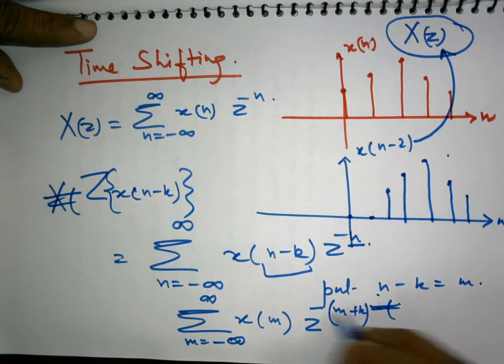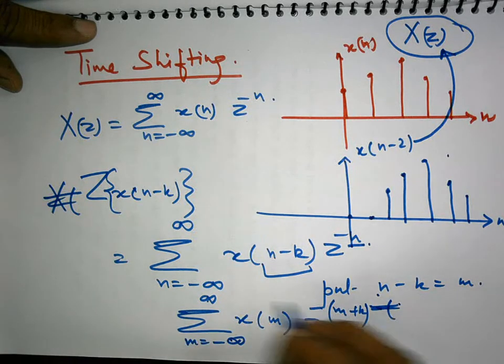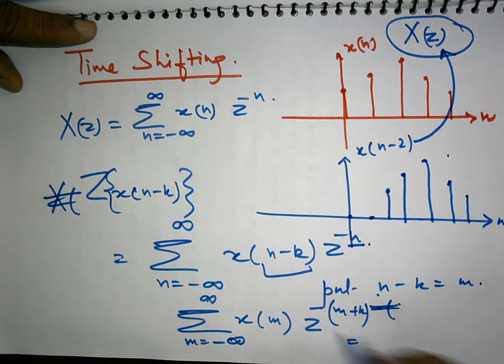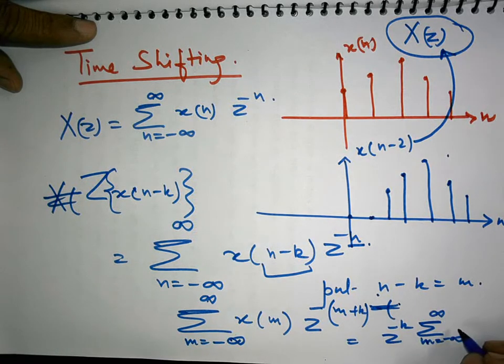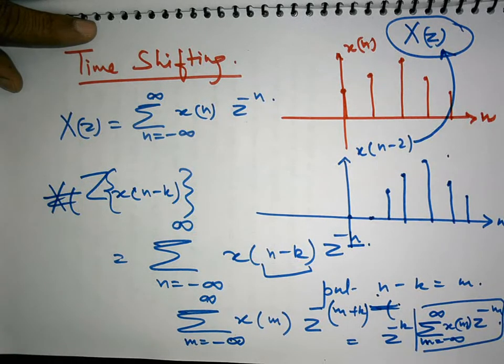If you open this bracket, it will be z to the power minus k, and z to the power minus k is independent of everything. So it will come out of the summation. What is inside the summation? The summation from m equal to minus infinity to infinity of x[m] z to the power minus m. And what is this? This is the z transform of x[n].